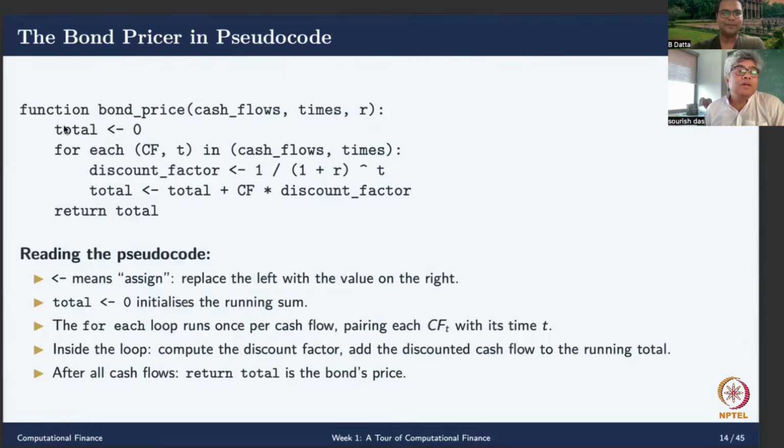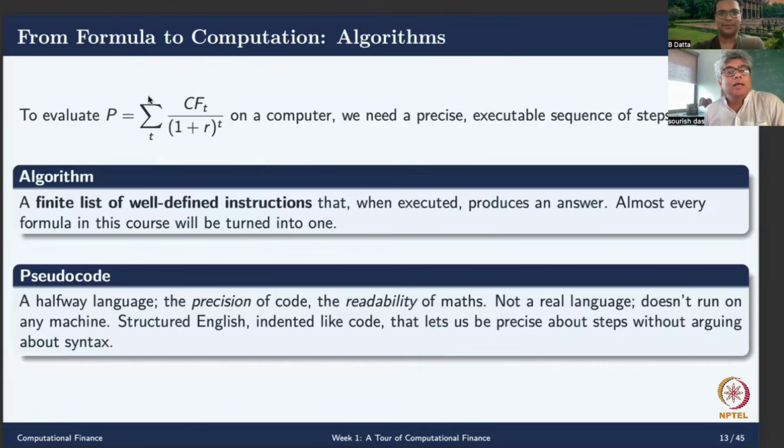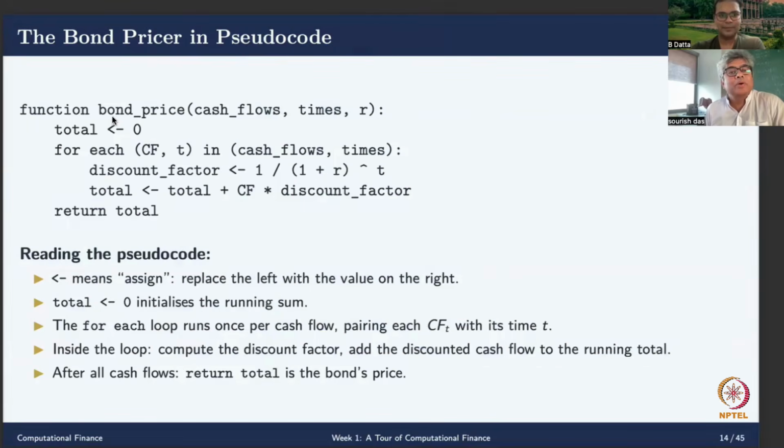Then we start with the total. You can call it the present value. We have written it as a total, but it is basically the present value, because if you go back, this present value is coming as a total of these values. So that's why we are calling it a total, but effectively this total of the discounted cash flows is the present value. We start by initializing it as 0.